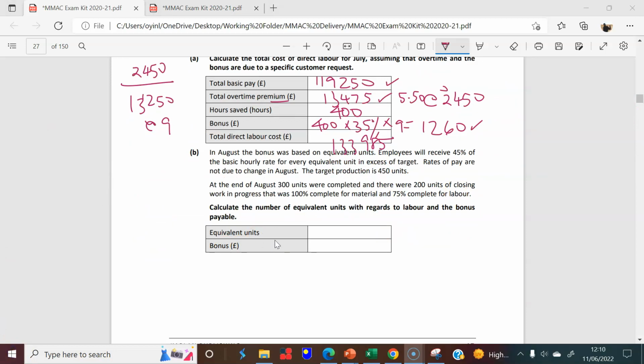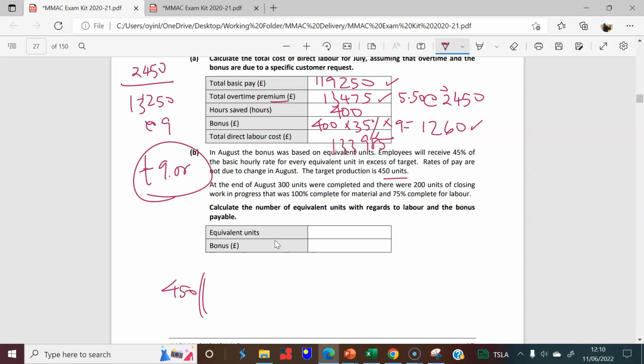So let's finish off this. This is the beginning of our discussion on equivalent units. And what we have here, it says that employees will receive 45% of the basic hourly rate, that's currently at £9, for every equivalent unit in excess of the target. So we will have the target, and anything over that, we will multiply by £9 times 45%. So the target production is 450. So we have a target of 450. That's great. So we know that.